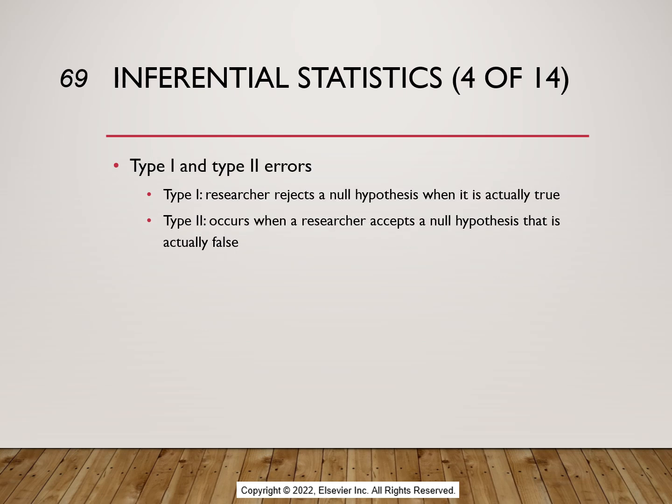While you're reading through the results section, you'll want to keep an eye out for type 1 and type 2 errors. Type 1 error is when the researcher rejects the null hypothesis when it's actually true, and a type 2 error occurs when the researcher accepts the null hypothesis that is actually false. And these are difficult concepts. I would really encourage you to read through Lobiondo, Wood, and Haber to get a better and deeper understanding of these 2 types of errors.